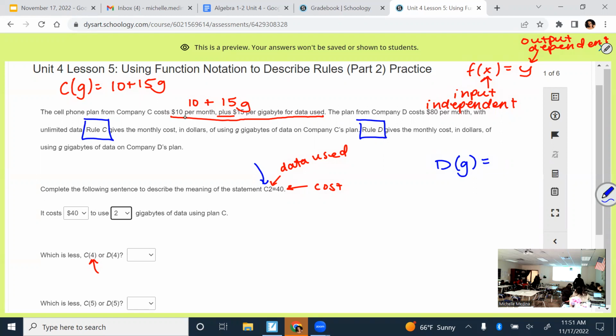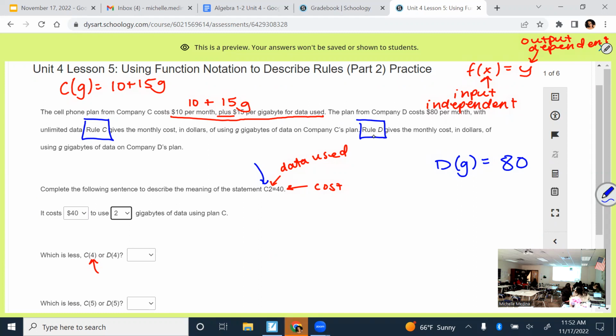I'm gonna give you the answer. I need to be careful. So what is the cost for company B? We're making the rule. 80, anything else needs to go over there? Or no? What do you think needs to go over there?